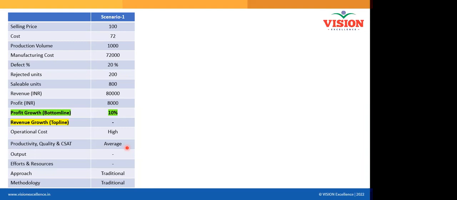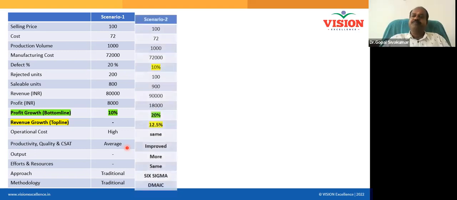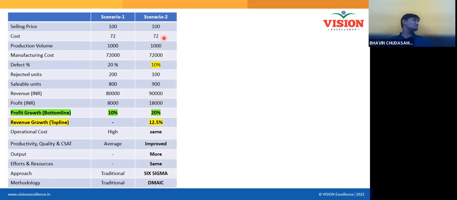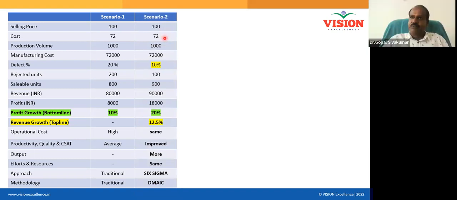Very good. Now, let me show you another scenario, where the price of the product remains the same. Manufacturing cost is 72, production volume is 1000, so the manufacturing cost is 72,000. Now you have reduced the defect percentage from 20% to 10%. Since the defect percentage is now 10%, how many units are getting rejected? 100 units.